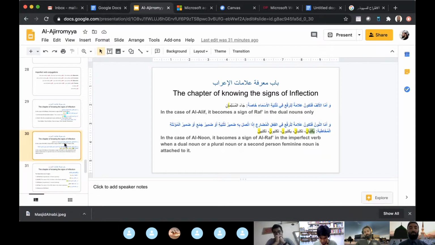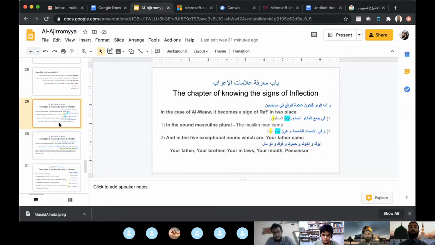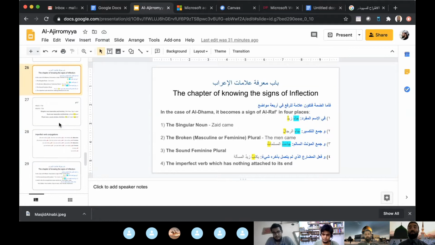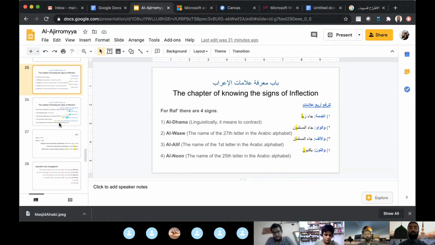We were talking about inflections, right? And we said that there are 4 different types of inflections: Rafa, Nasab, Khafd, and Jazm. And then we started talking about the signs for each inflection. We mentioned that for Rafa, there are 4 different signs. Who remembers the 4 different signs of Rafa that we mentioned? Sheikh, there is this Dhamma. Yes. Alif. Yes. Noon and Waw.